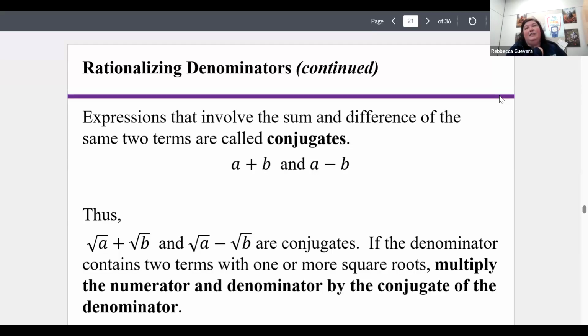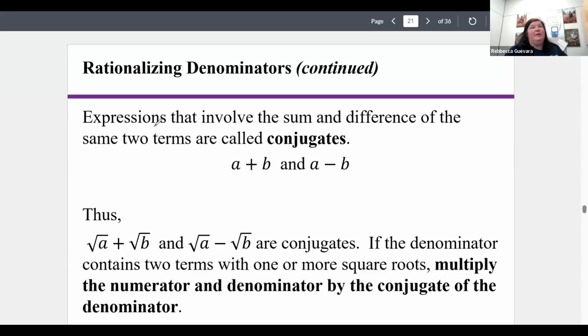All right, so conjugates come up quite a bit in a few places, and you're going to see this again when we move into polynomials, multiplying polynomials, finding roots of polynomials will come back to conjugates. And also when we talk about complex numbers, there's several kinds of conjugates out there.